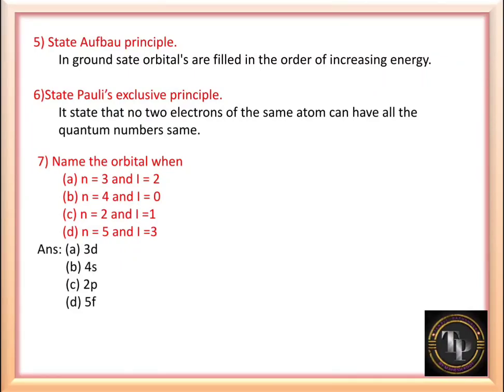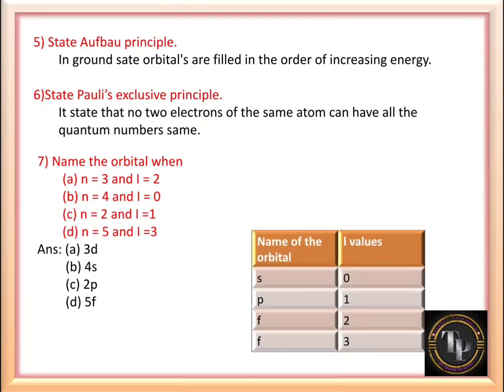You see here, 3D. N value is 4, L value is 0. If N value is 4, principal quantum number is 4. L value is 0 means, I told you, 0. This chart you remember, guys. 0 for S. I have taken there S. Sorry, here also I have written F only. SPDF, guys. Names of the orbitals are SPDF. And L values are 0, 1, 2, 3 like that.